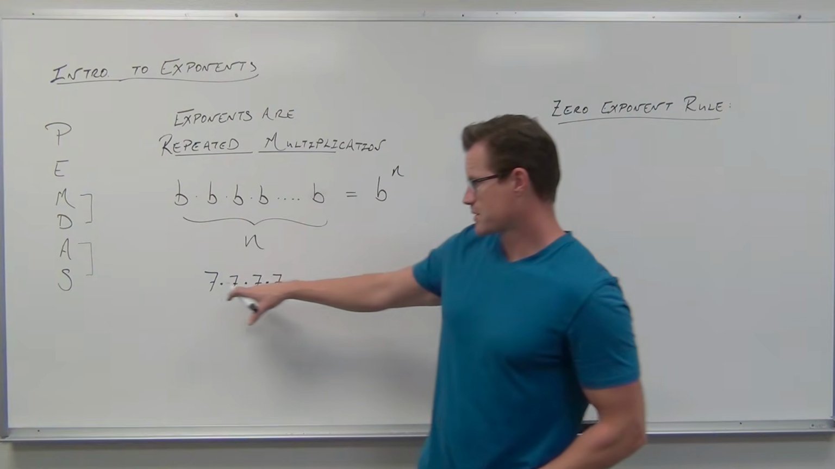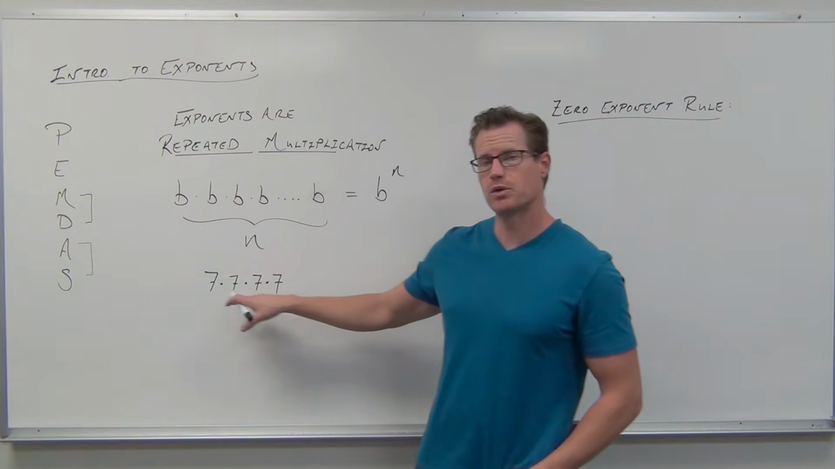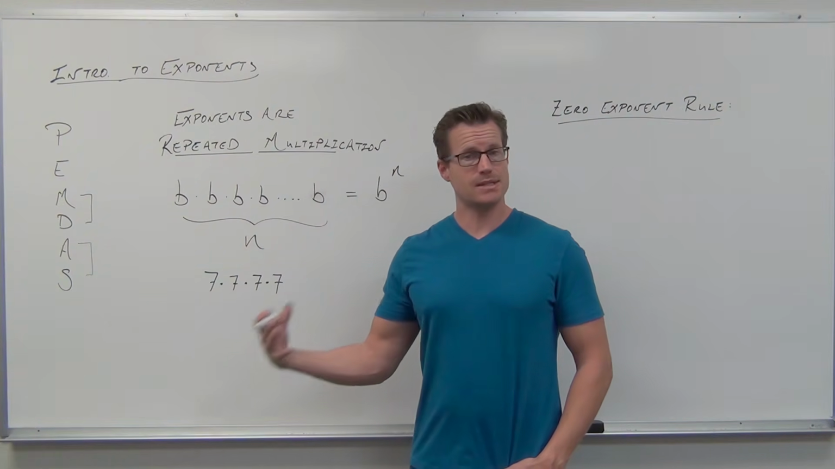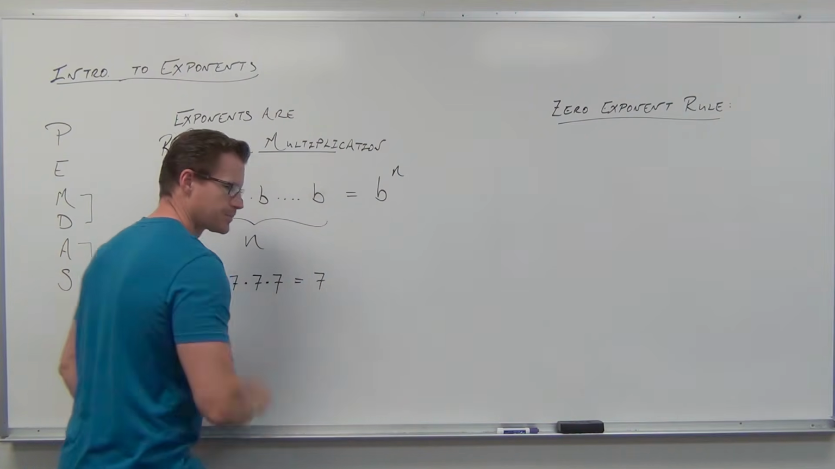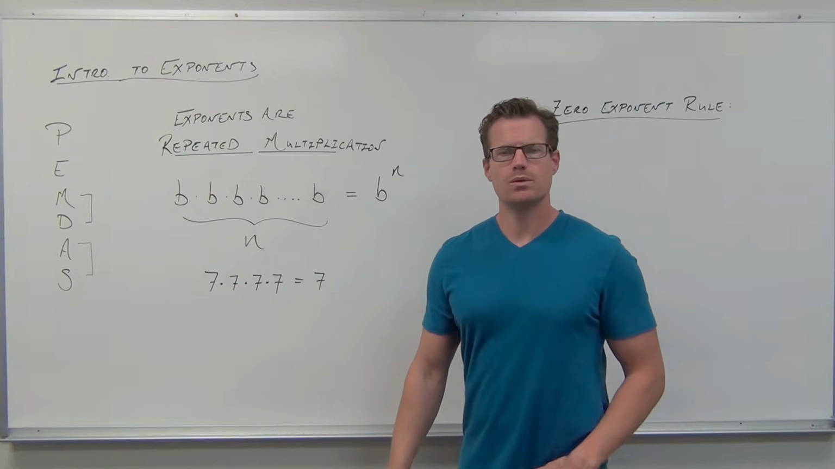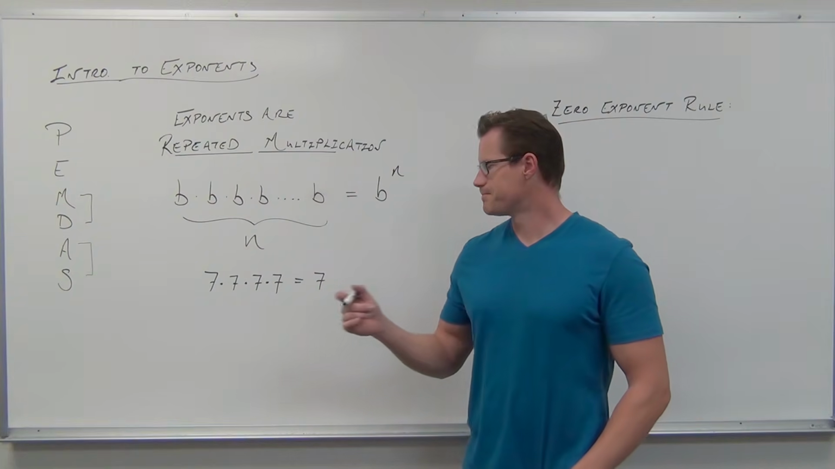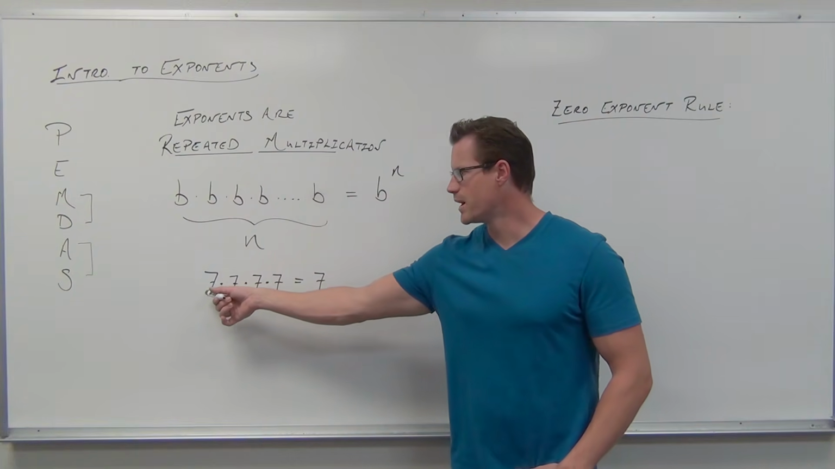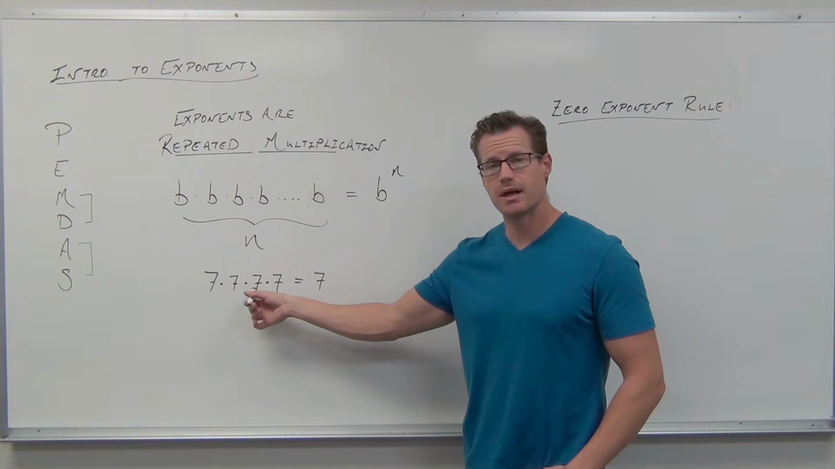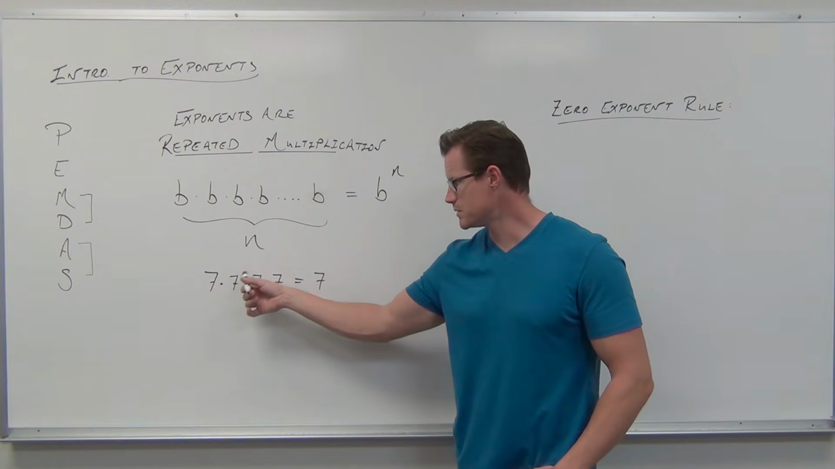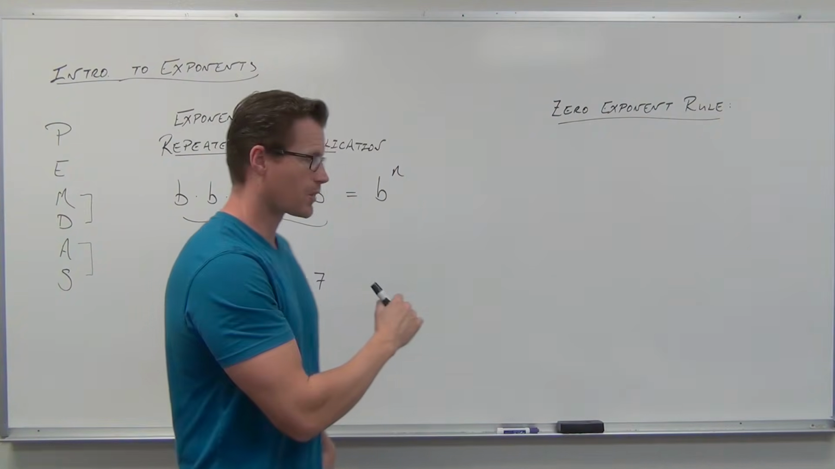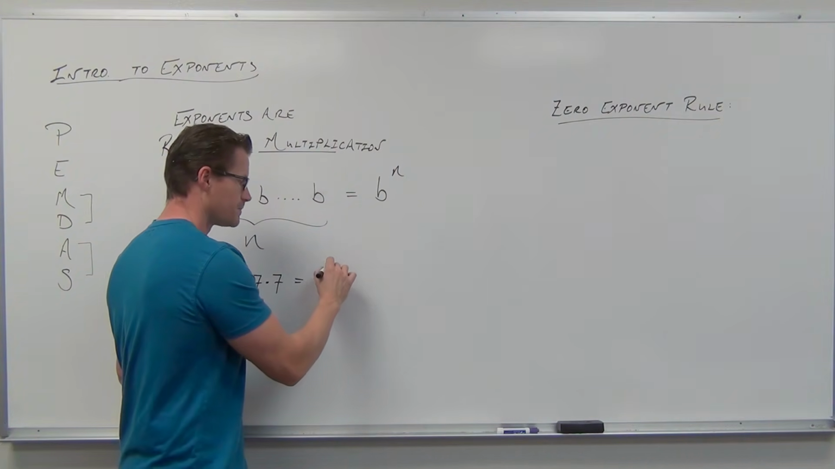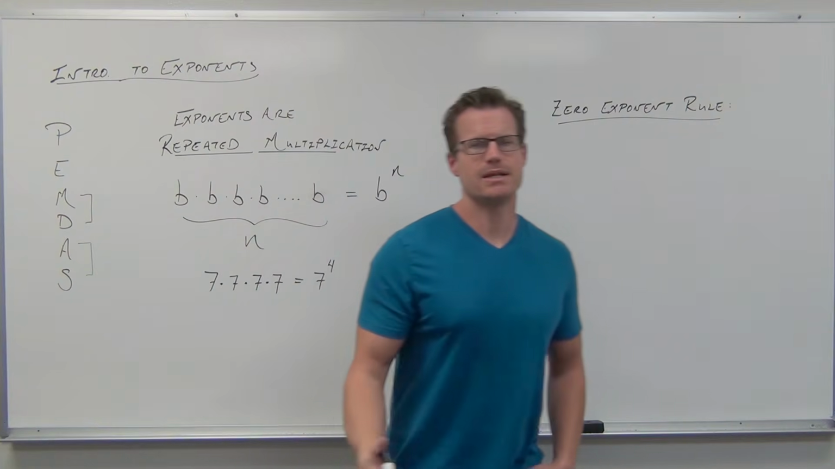So right now, our base, what we call the number that's being multiplied over and over again, that base is 7. So we can write this as an exponent, a base of 7, an exponent of how many times have you multiplied the 7 times itself? Let's see, 1, 2, it'd be 4. That exponent is written above and to the right of our number. It's called a superscript.